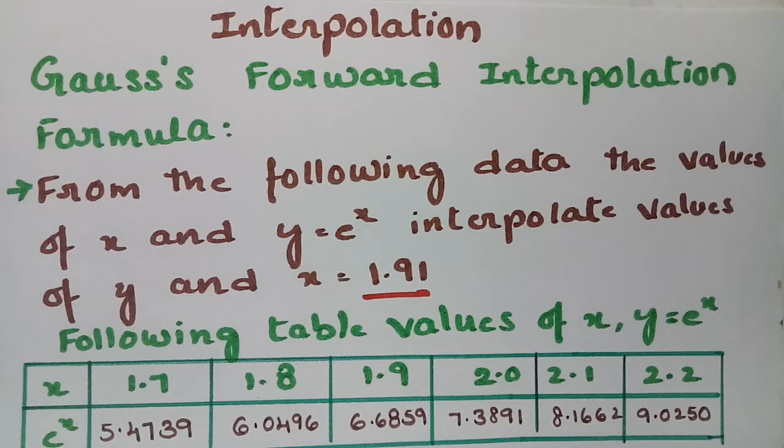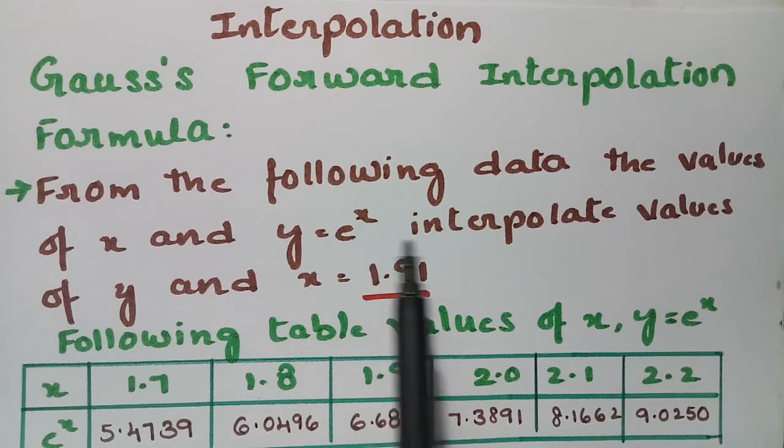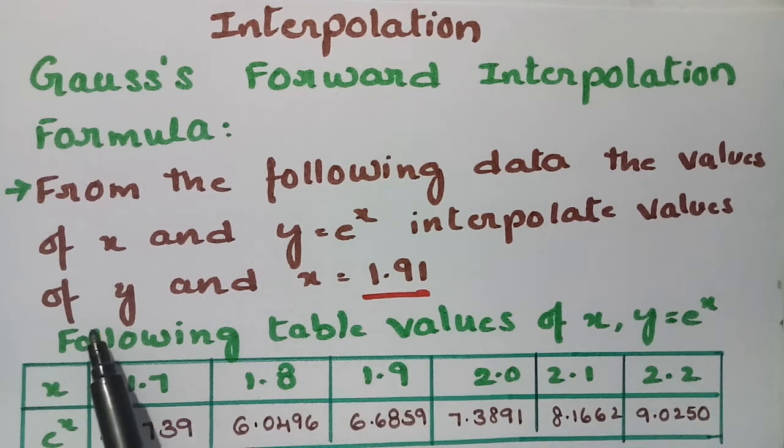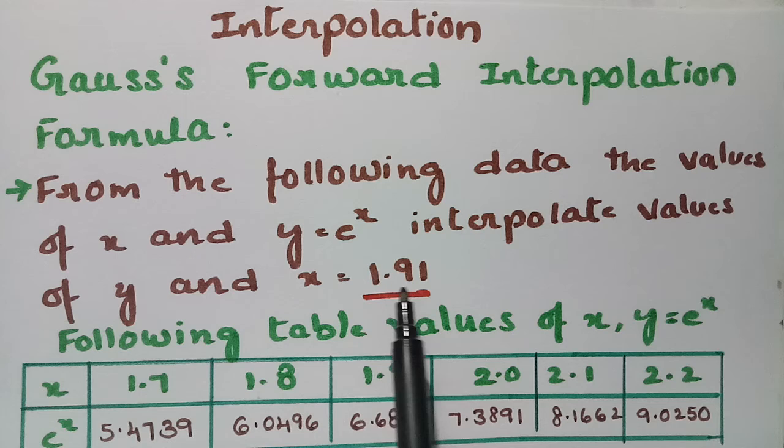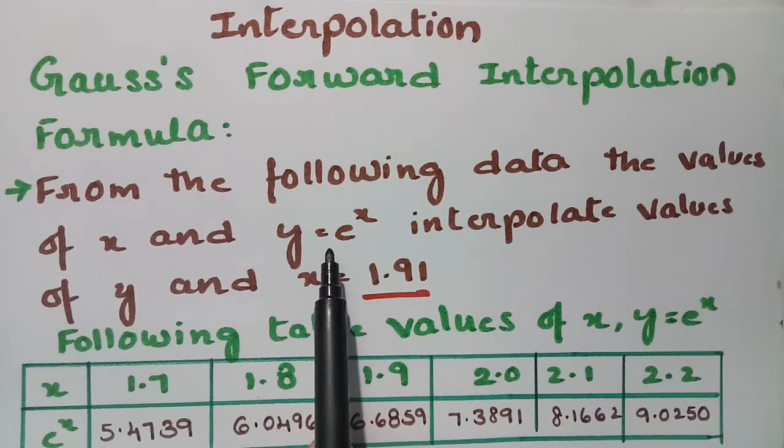Today's topic is interpolation. In today's problem, we are going to solve the problem using Gauss's forward interpolation formulae. From the following data, the values of x as well as y is equal to e power x are given, and we have to interpolate the value of y when x is equal to 1.91.